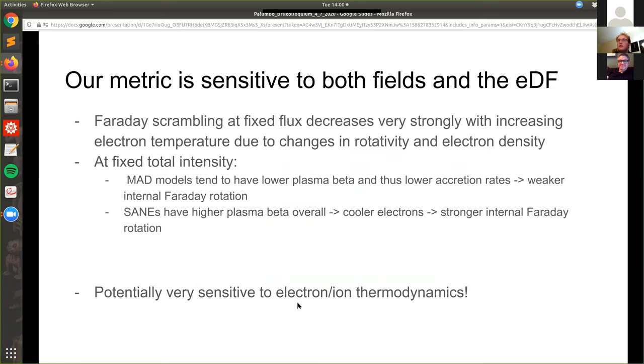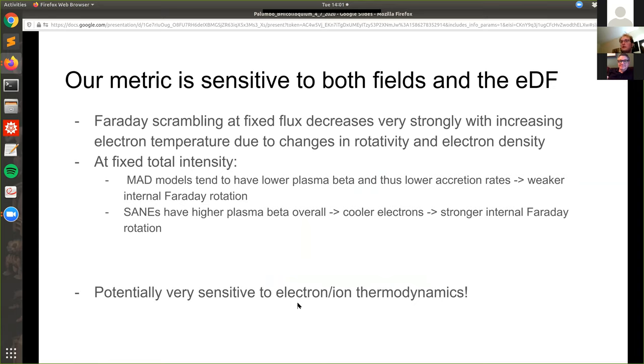I should mention, though, there's a very large caveat here, which is that our metric is sensitive to both magnetic fields and the electron distribution function. So at fixed flux, the scrambling effects are going to decrease very strongly with higher electron temperatures. And so the MADs, which will generically have lower plasma beta and lower accretion rates, will have weaker internal Faraday rotation, all else equal, and the opposite will be true of SANEs.